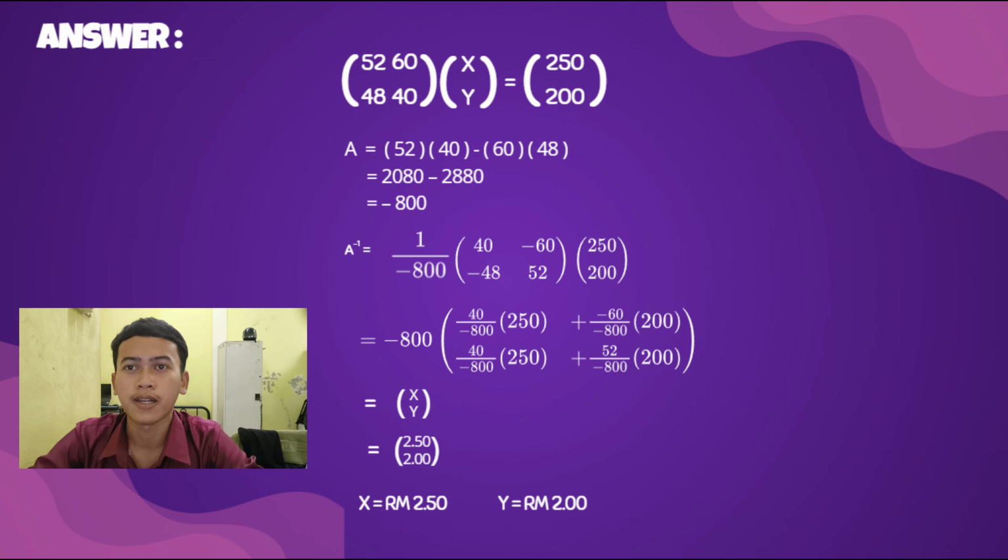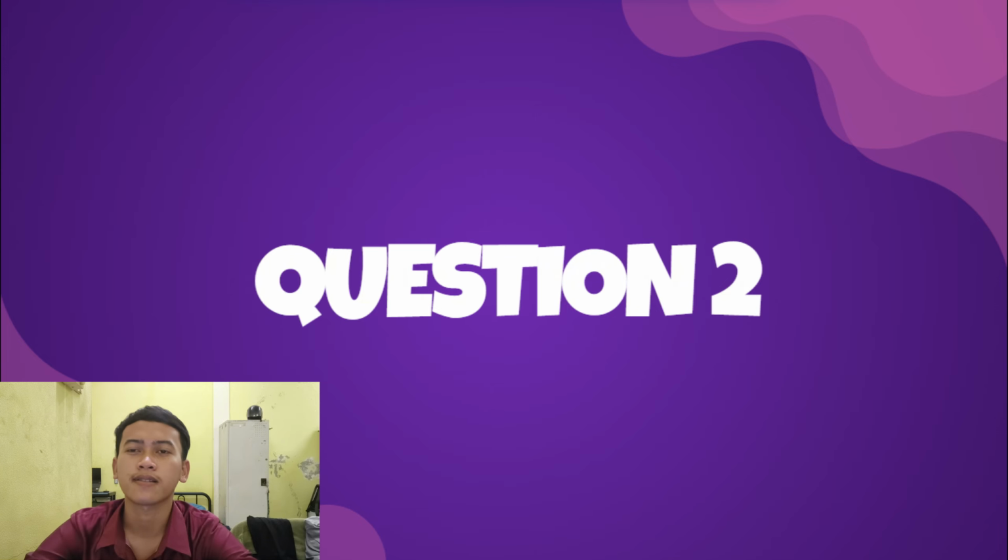So finally, we will get the value of x and y, which is, for x, the value is RM 2 ringgit 50 cent, and the value of y is RM 2 ringgit. So next, we will continue with question number 2.